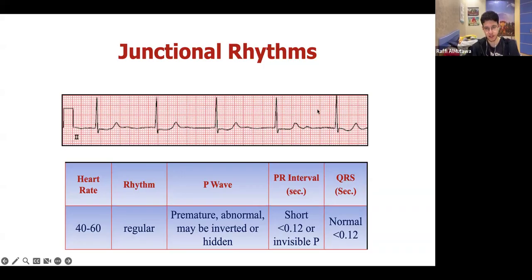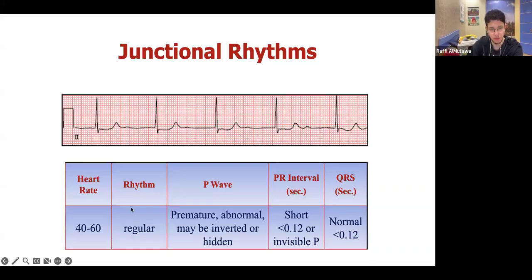So QRSs. It's regular, so you could just use the box method. It's pretty slow, actually, and you could think of it as Brady. So let's do the rate. This is 1, 2, 3, 4, 5, 6, 7, or I'd say maybe 6.5. Let's say 6. So the rate of this is actually 50 beats per minute. So 40 to 50.